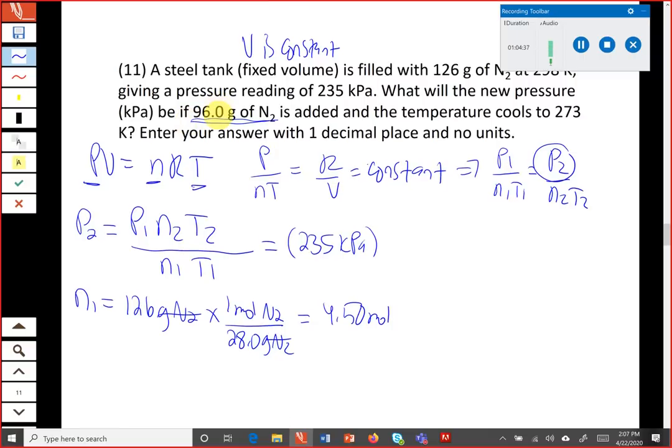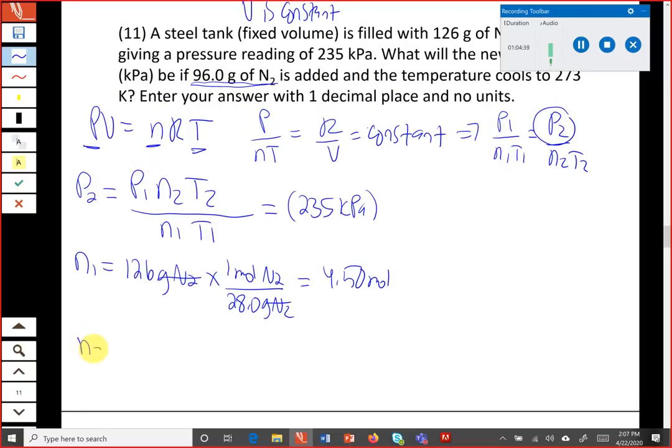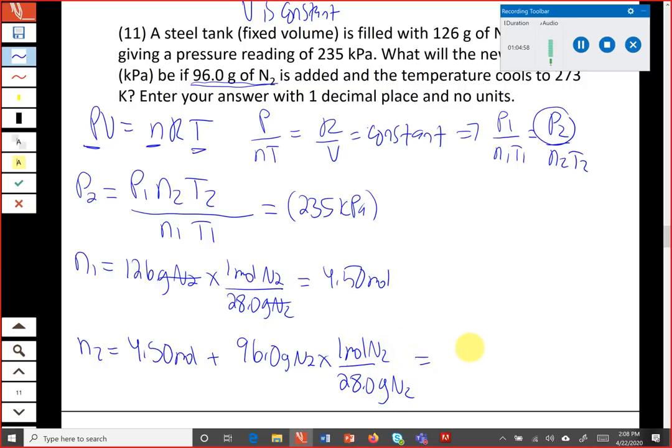So if we're adding 96 grams, that means N2 is going to be the amount that we initially started with, 4.50 moles, plus the amount we're adding, which is again 96 grams, and then converting that to moles using the same molar mass of 28. So when we add those both together, we get 7.93 moles. So anytime you're dealing with the ideal gas equation, these parameters, especially number of moles in this case, is going to be the total number that you have, not the amount that you added.